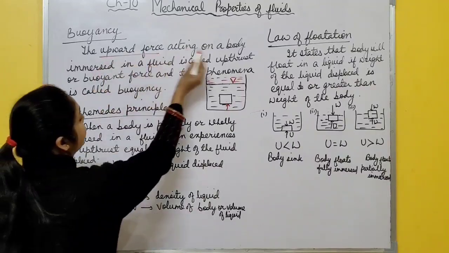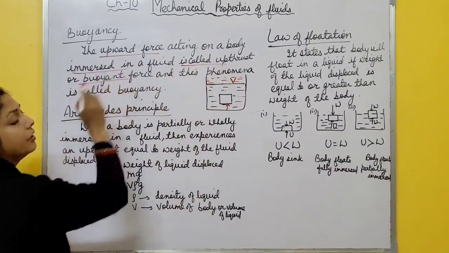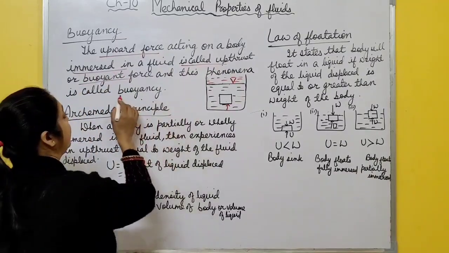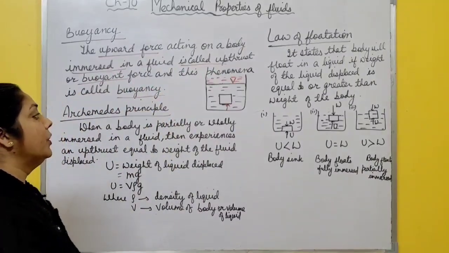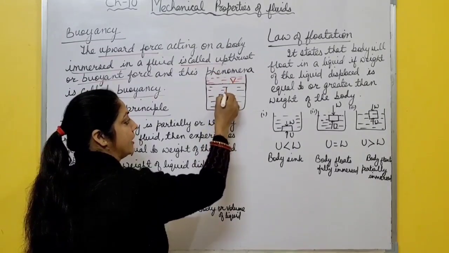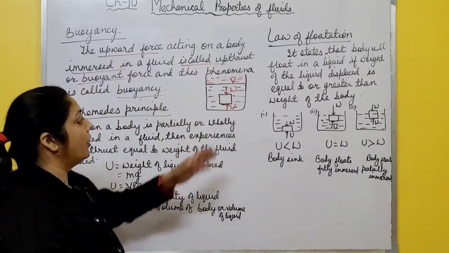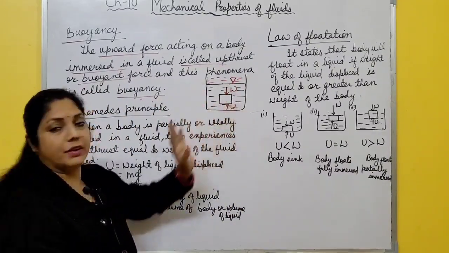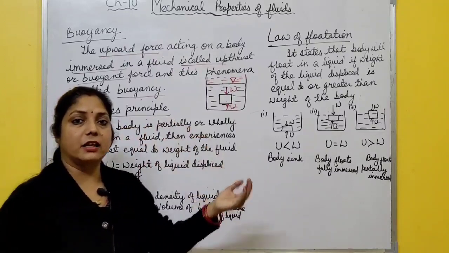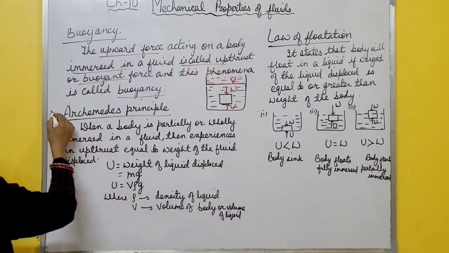The upward force acting on a body immersed in a fluid is called upthrust or buoyant force, and this phenomenon is called buoyancy. Now, the weight of the body always acts in the downward direction, and upthrust acts in the upward direction. Depending on this upthrust and the weight of the body, a body may sink, or float partially or fully, right? Okay, next is Archimedes principle.